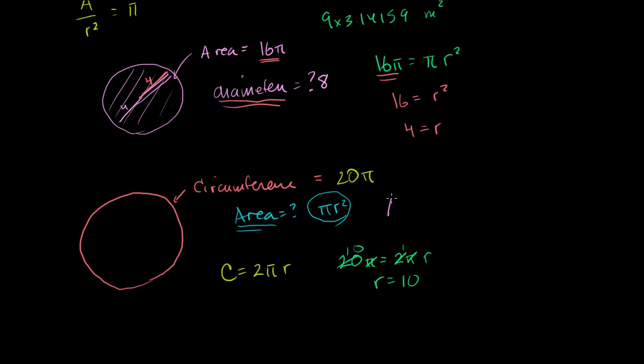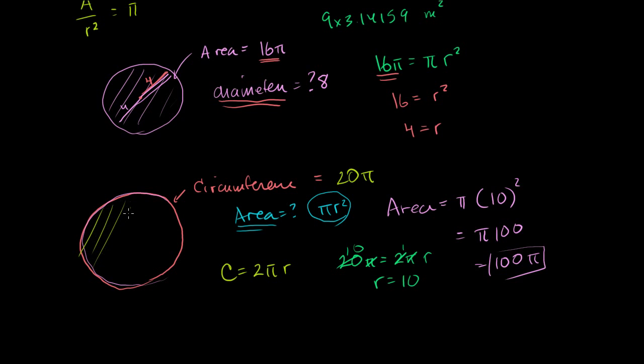So the area is going to be equal to pi times r squared. R is 10, so 10 squared is 100, which is equal to pi times 100, or 100 pi, just like that. So your circumference was 20 pi when you went around the circle, but the area of your circle is 100 pi. And if I gave you units, it would be 100 pi units squared. That is your area right there, 100 pi.